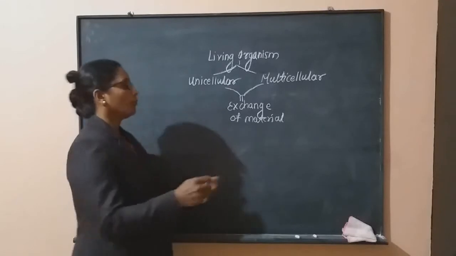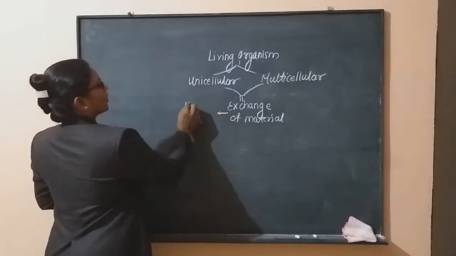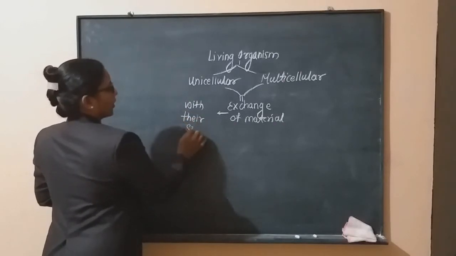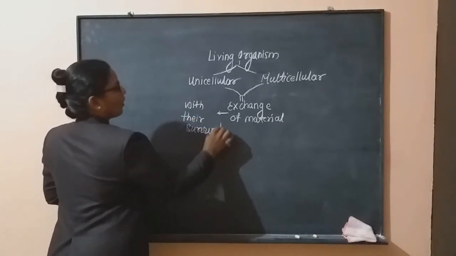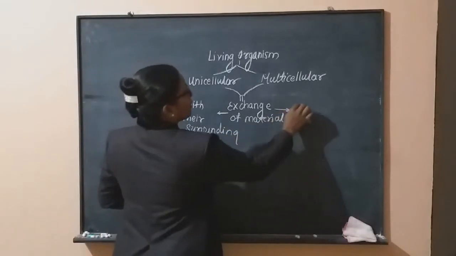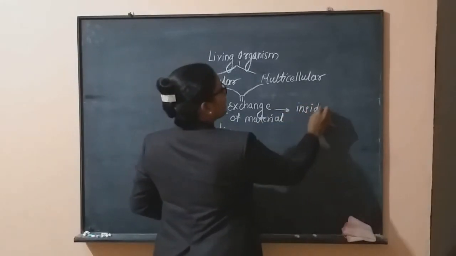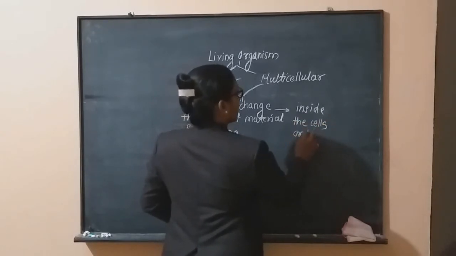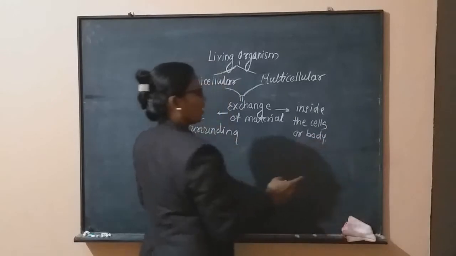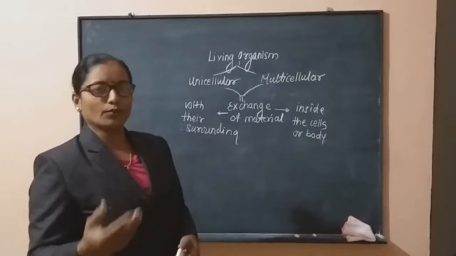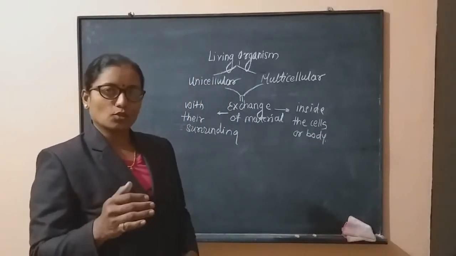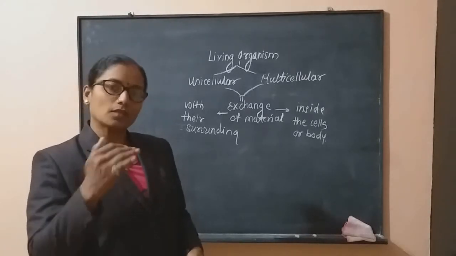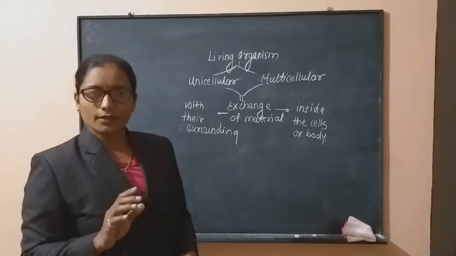In case of unicellular animal and multicellular animal also, exchange of material takes place. Now this exchange of material may be with their surroundings or it may be inside the cells or body. That is, exchange of material may be of two types. Sometimes it is with their surrounding and sometimes it is inside the body or inside the cell.